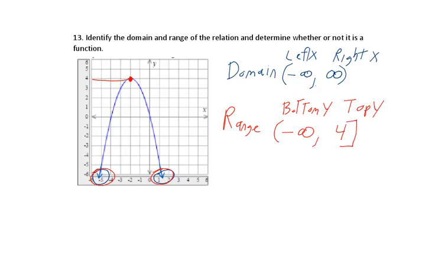Now the question is, is it a function? The answer is yes. Why? Because if I take a vertical line, it only passes the graph one time.